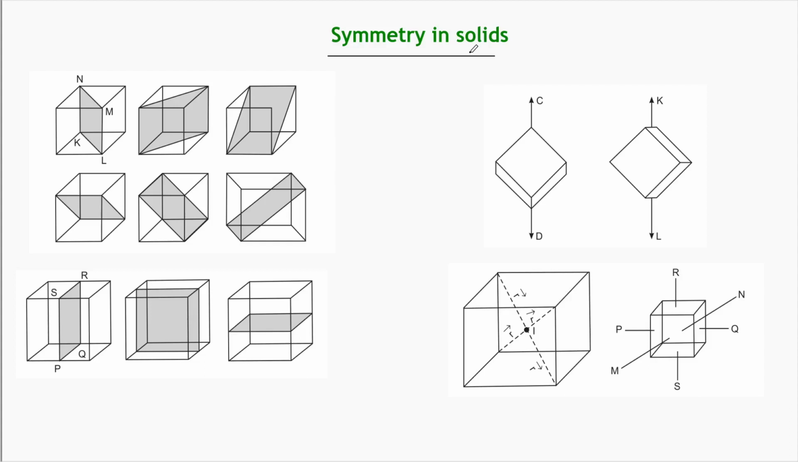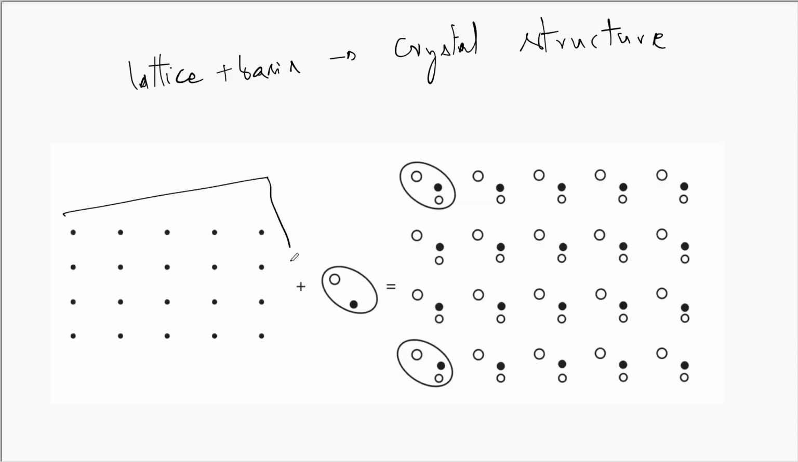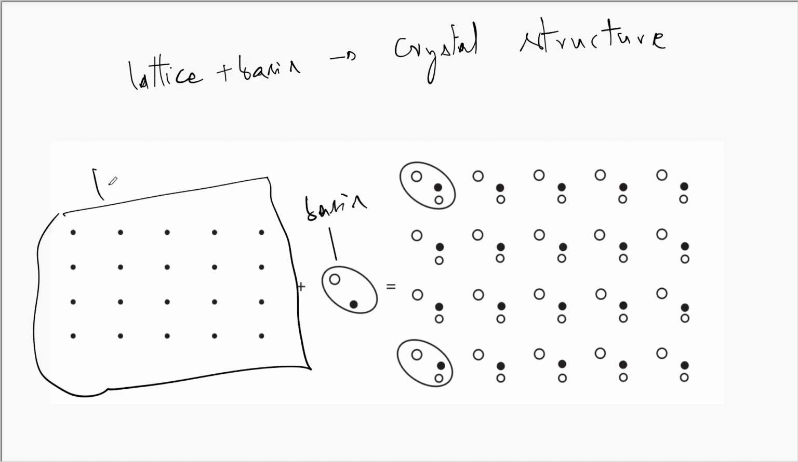The crystal structure can be stated mathematically as lattice plus basis. This gives rise to the crystal structure. Lattice is an array of points in three-dimensional space. This portion is called the lattice. The small unit is called the basis. Now we shall define these quantities.